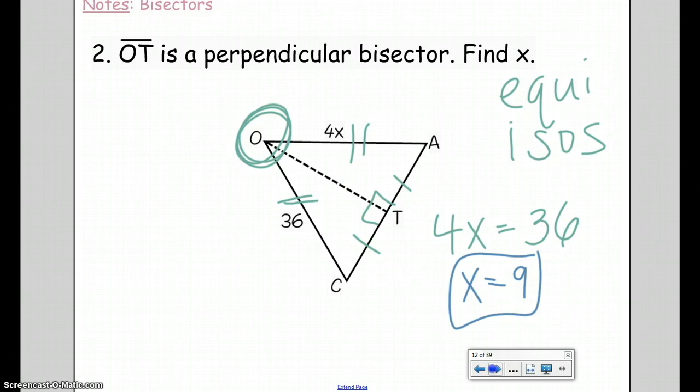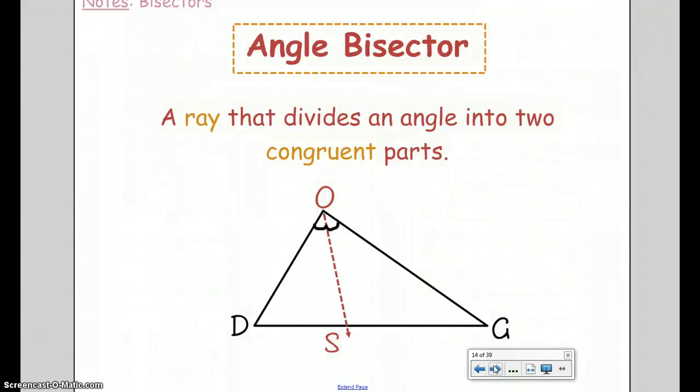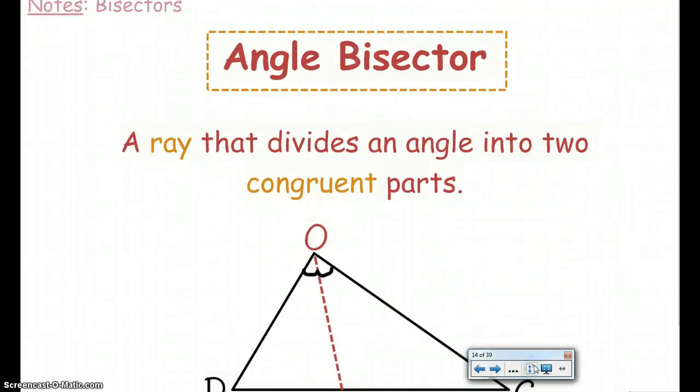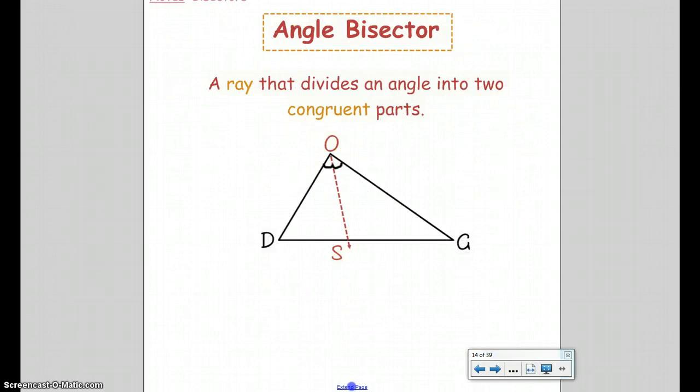Last segment. Ready? Last segment. What is this segment called? Angle bisector. Angle bisector. Let's fill it in. An angle bisector is a ray that divides an angle into 2 congruent, I don't even like this word, 2 congruent parts? No. 2 congruent angles. Divides an angle into 2 congruent angles.